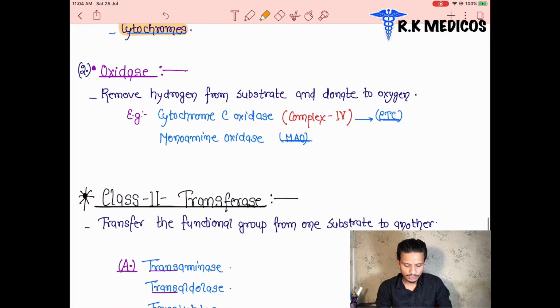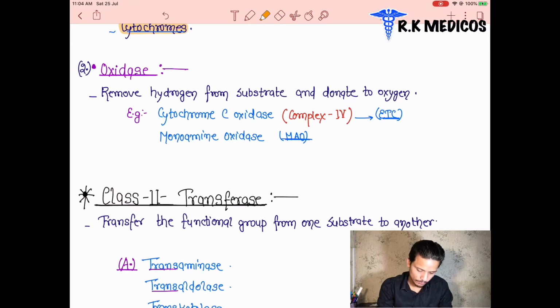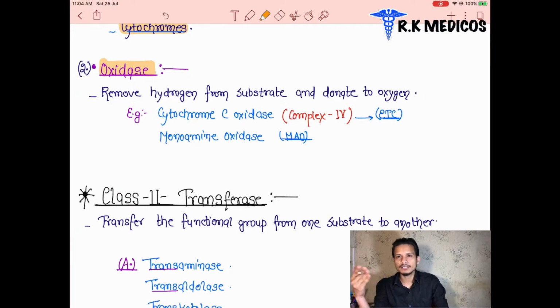Next one is oxidase, that is the second group. We can see here oxidase, and it means the removal of hydrogen from one substrate and donating it to oxygen. Here it is fixed.